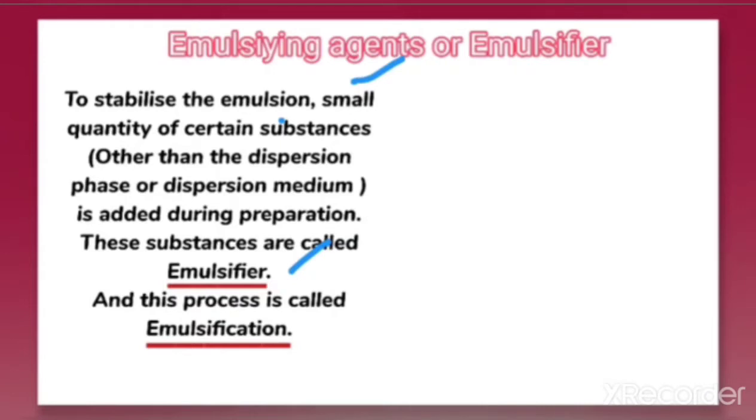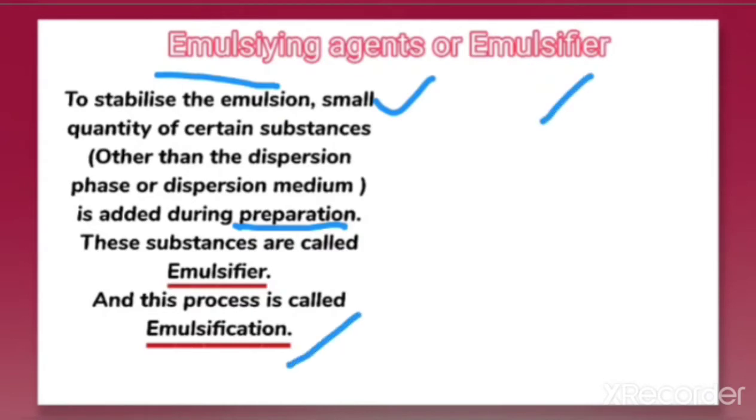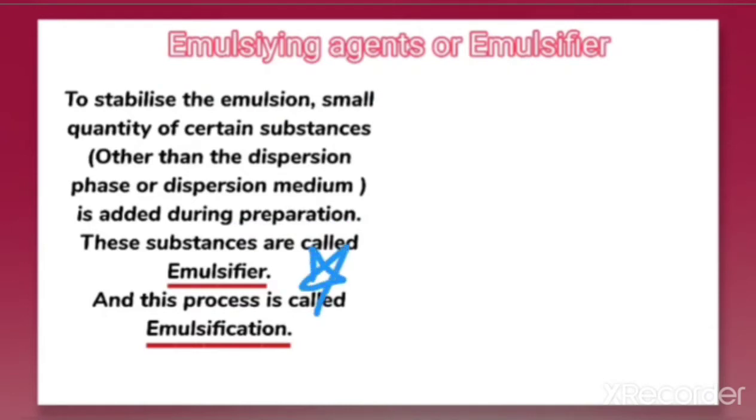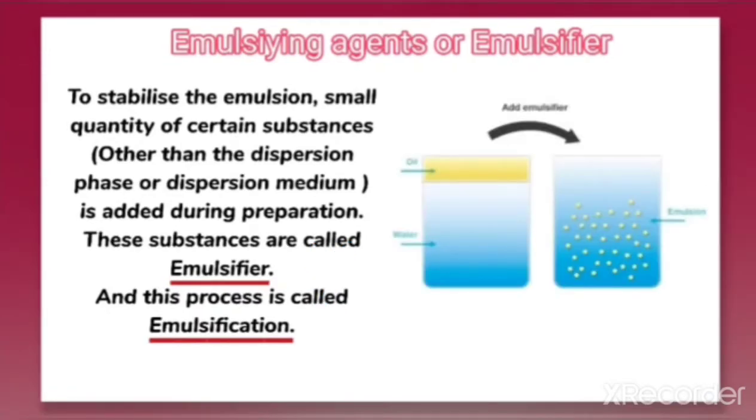So what is an emulsifying agent? The substances which are added during the preparation of the emulsion to stabilize the emulsion are called emulsifying agents or emulsifiers, and this process is called emulsification. It is a very important definition in the exam. It is asked: what is an emulsifier, or what is emulsification. It can be explained through this diagram.